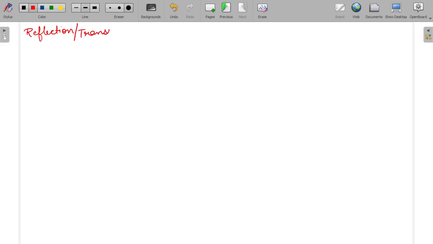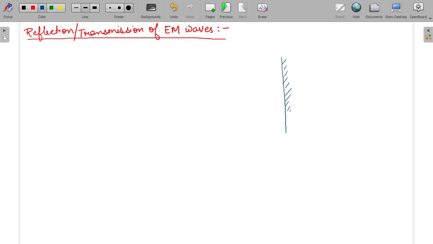Reflection and transmission of EM waves. So let's suppose this is a surface, okay, separating two media.